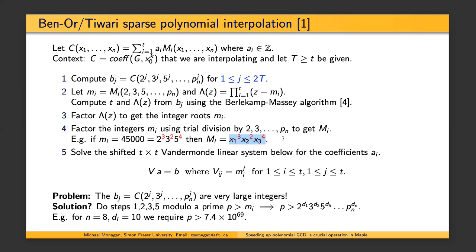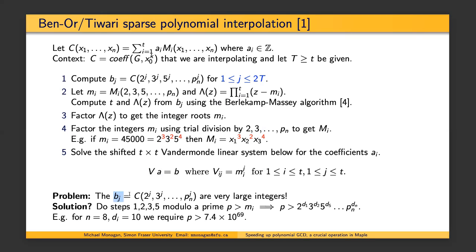And the final step. At this point, we will know what the unknown monomials in the polynomial are. The final step is to solve for the coefficients of the polynomial. It's a linear system. It turns out to be a shifted Vandermonde system. And we're solving, V here is a Vandermonde matrix. We're solving VA equals B, where Vij, the ijth entry of the Vandermonde matrix, is mi to the j. We know those mi's at this point. That's the algorithm. However, there's a major problem with it.